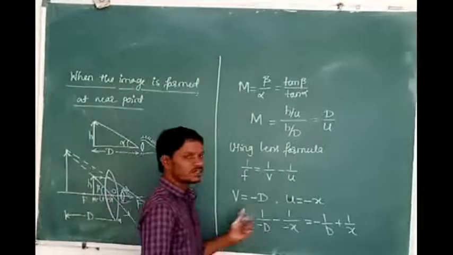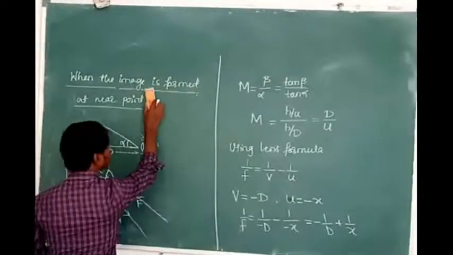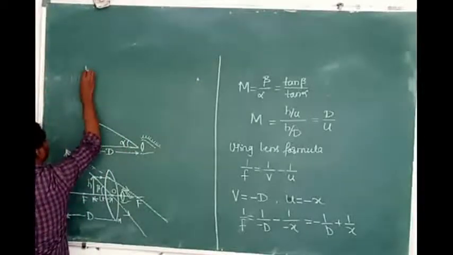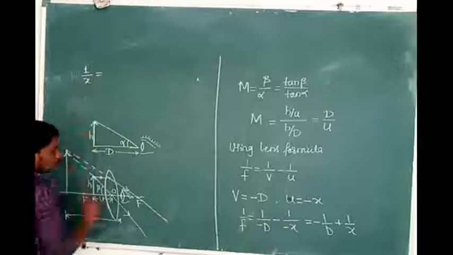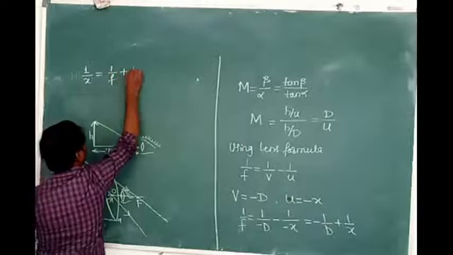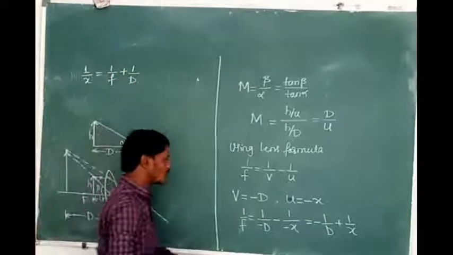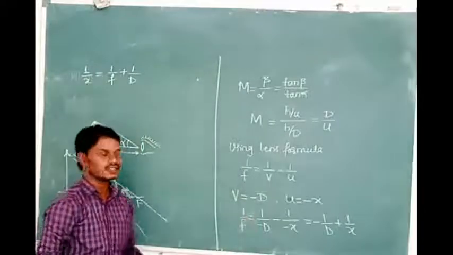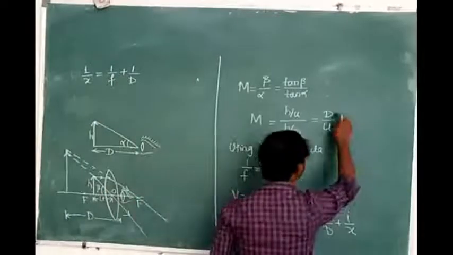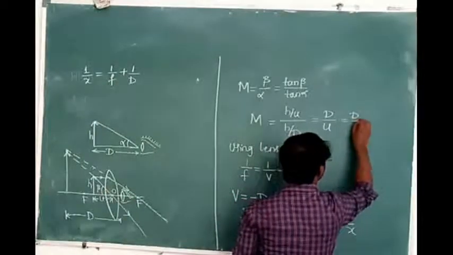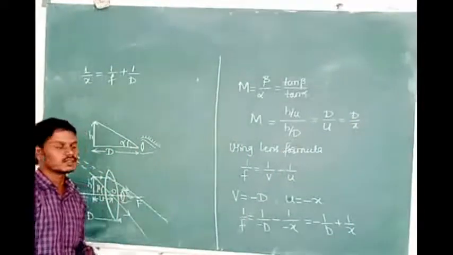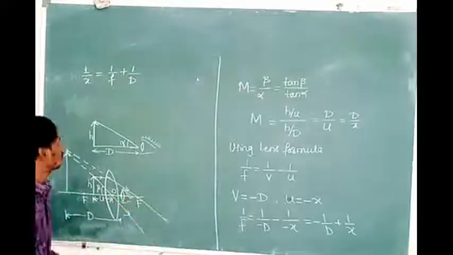Then 1 by x is equal to what happens? 1 by x is equal to 1 by f plus 1 by d, because I will take this minus 1 by d to the left hand side, that becomes plus 1 by d. That is 1 by x is equal to 1 by f plus 1 by d. So wherever 1 by u is there, I will put 1 by x, because u can be taken as x here. Because u is unknown, that is why we are going to put u as x now.